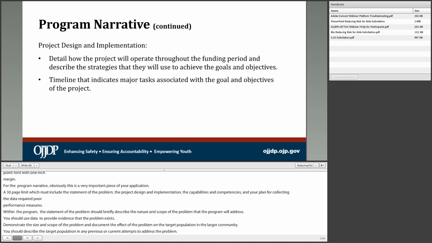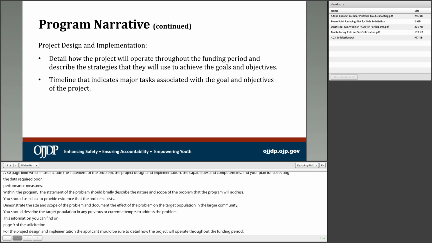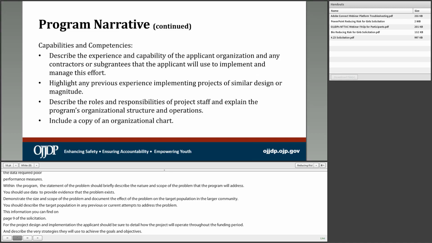So for the project design and implementation, applicants should be sure to detail how the project will operate throughout the funding period and describe the various strategies that they will use to achieve the goals and objectives. A timeline that indicates the major tasks associated with the goals and objectives of the project should also be submitted, and that timeline can be an additional attachment.